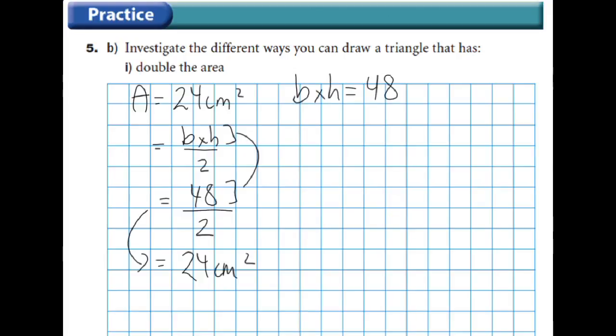So we're looking at factors of 48 now. So 1 times 48, 2 times 24, 3 times, what is it going to be, 16, I believe, 4 times 12, 5 doesn't work, 6 times 8 works, and that's it. So these are the different ways I can draw a triangle that has double the area.